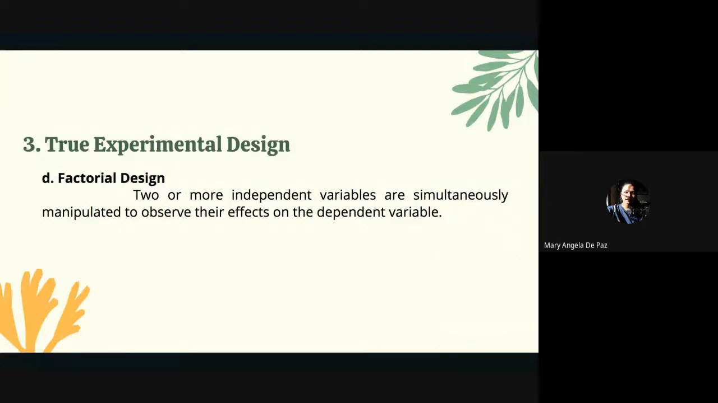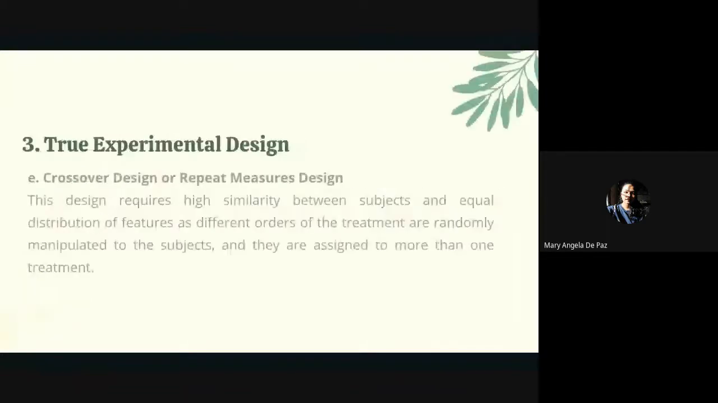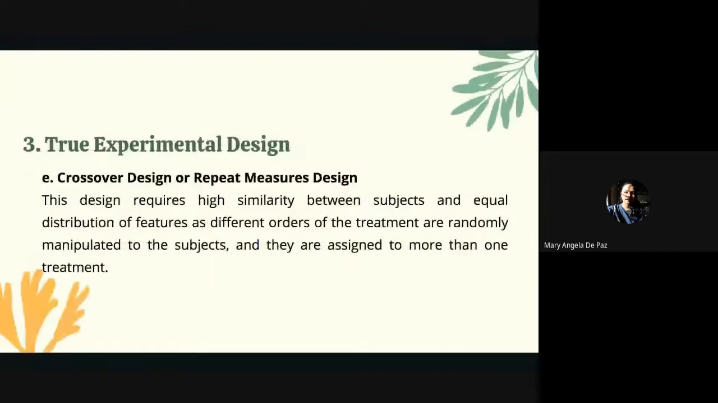Lastly, we have crossover design or repeat measures design. So this design requires high similarity between subjects and equal distribution of features, as different orders of treatment are randomly manipulated to the subjects and they are assigned to more than one treatment. So in this design, the subjects are their own control groups. Crossover designs have one flaw as the subject's first experience with the first treatment may affect their next treatment.